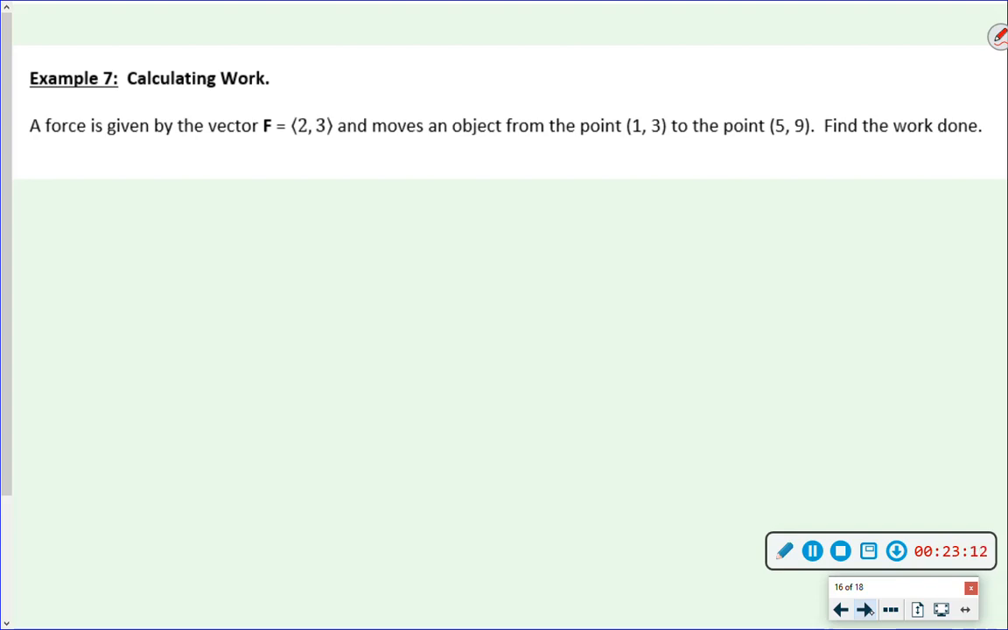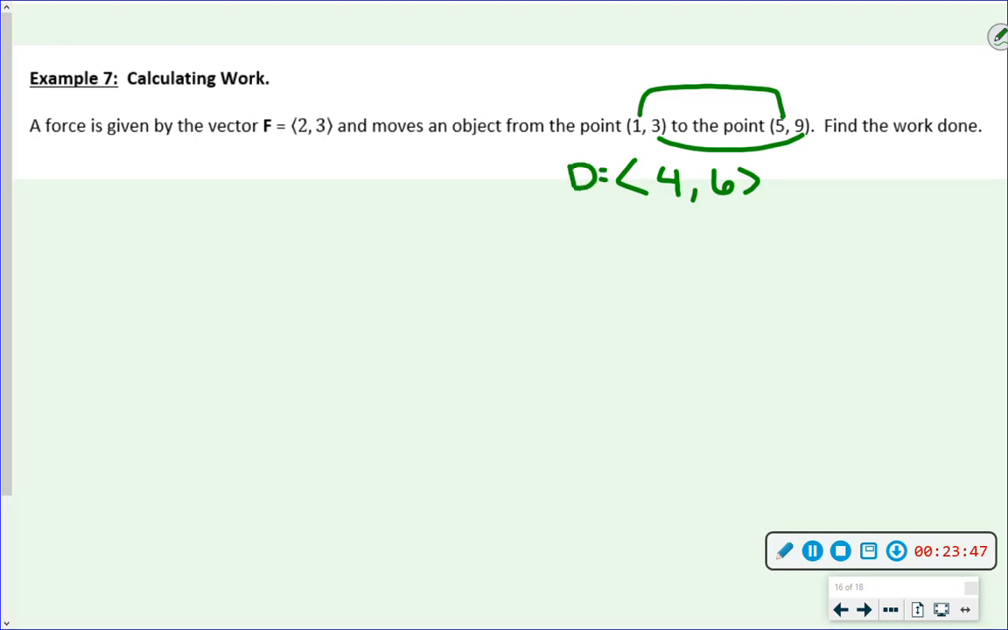Okay, force is given by, there's your force vector, and the object moves from the point (1, 3) to (5, 9). Now, notation is important. Notice those are parentheses, not vector style. I need it in vector style, because remember, the D in our formula is the direction, and a vector is a direction. So from 1 to 5, and then 3 to 9. Put a D on that.